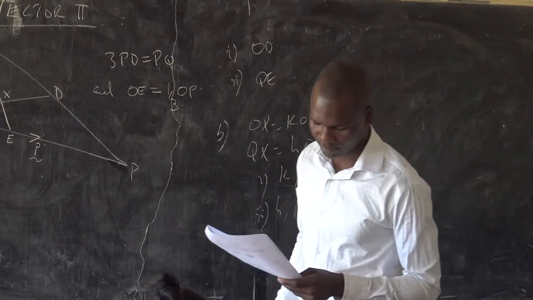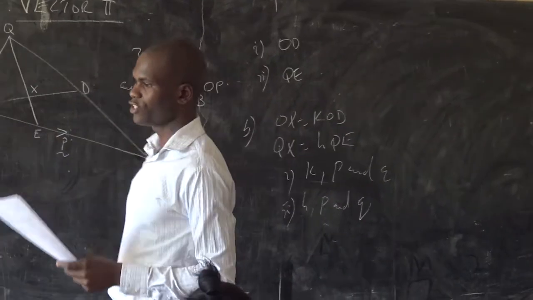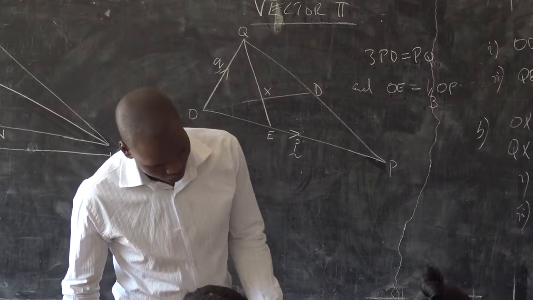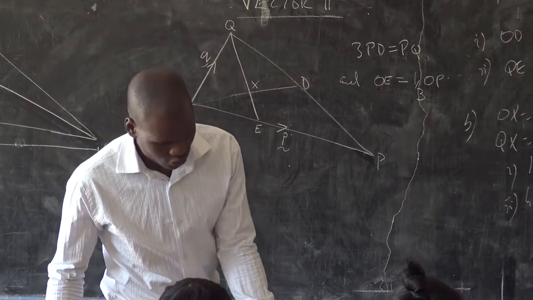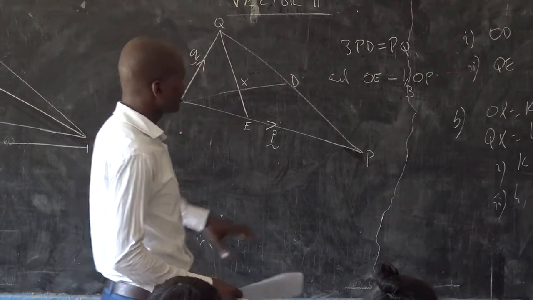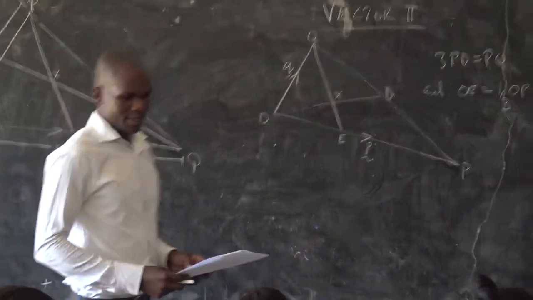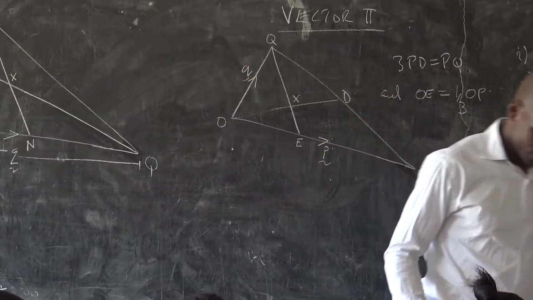Then C, find the value of h and k. So that is the first example we are going to use, then we look at the second one here. So can you now proceed?